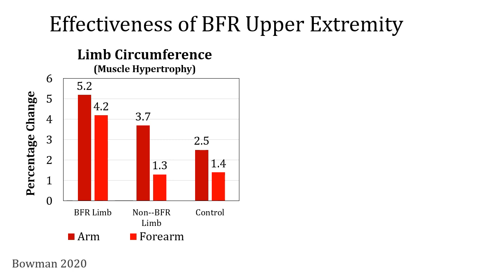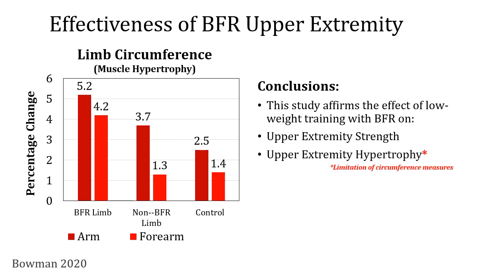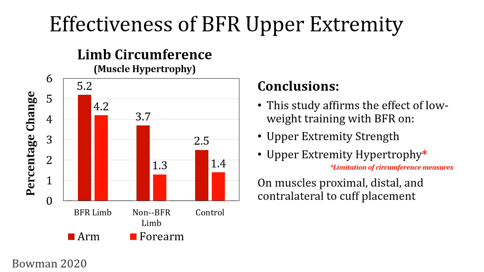Granted, we would expect that just being smaller muscle groups, but once again, we're seeing consistency in the results, not only in strength but also in circumference, that the BFR and then the non-BFR limb shows to be both superior to that of the control group, which is suggestive that this study affirms that low-load resistance training with BFR on the upper extremity can improve muscle strength and muscle hypertrophy, with limitations obviously with circumference measurements as I mentioned, but this is on muscles proximal, distal, and on the contralateral side of the cuff placement, which is pretty encouraging and pretty cool to see.